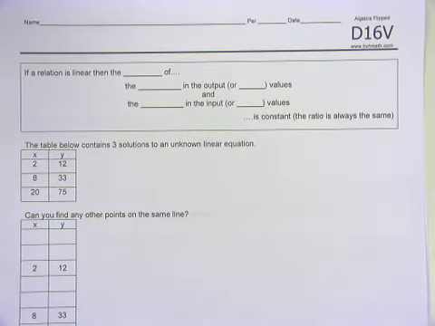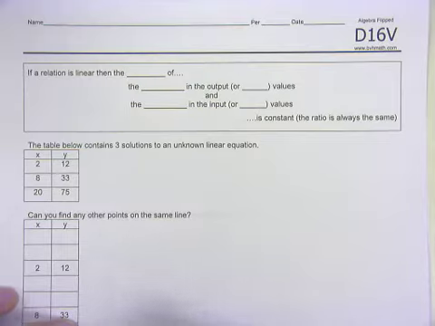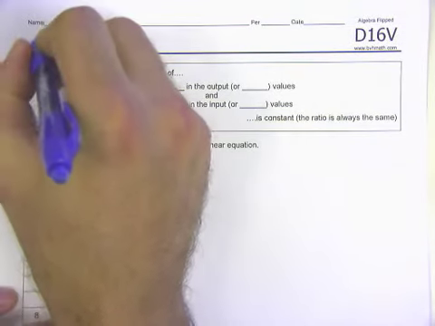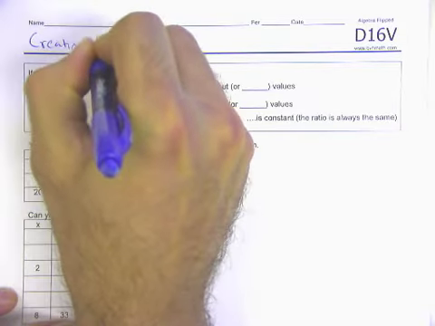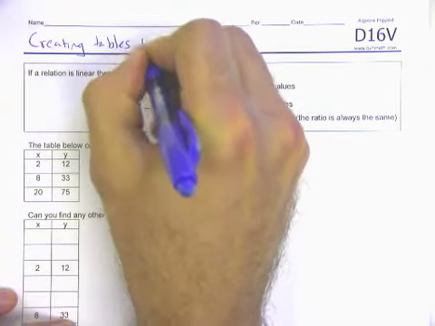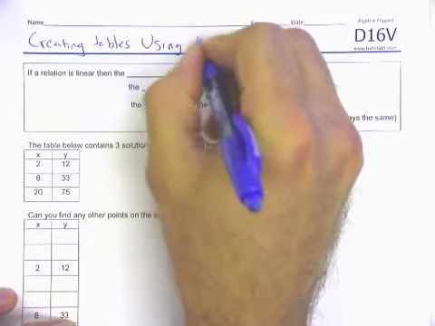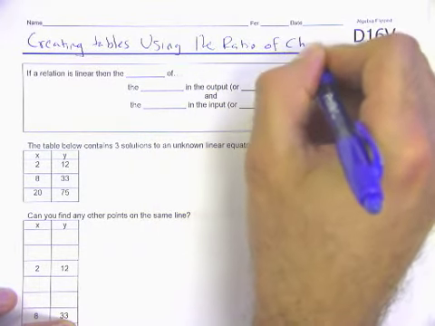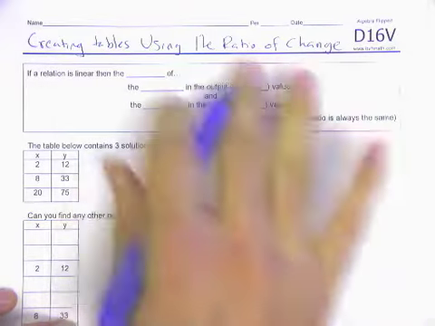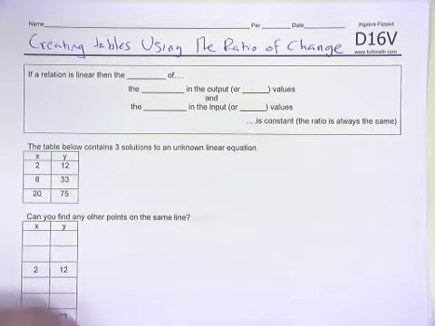All right, you don't need to have this note frame for these notes, although you can print it from the website if you'd like to. What we're going to look at today is creating tables using the ratio of change. So if you decided not to print this up, you can be taking these notes on a sheet of lined paper.